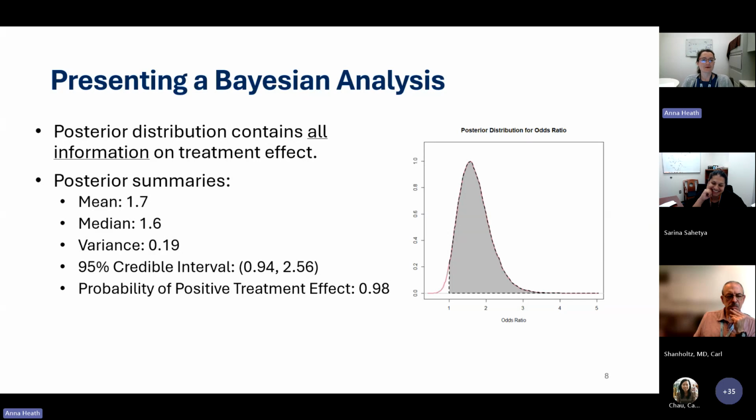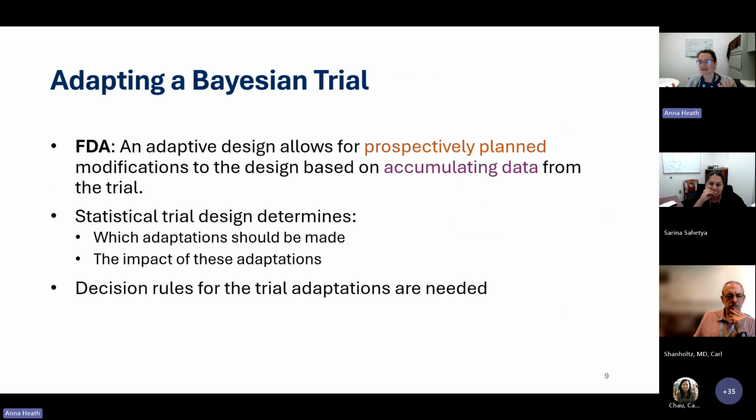Perfect. So what we're talking about today is taking this Bayesian concept, which can be used in any trial design that you want, and starting to think about adaptive platform trials. So now we're not just thinking about how to do a Bayesian analysis, but how to adapt a Bayesian trial. The FDA defines an adaptive design as a design that allows for prospectively planned modifications to the design based on accumulating data from the trial.